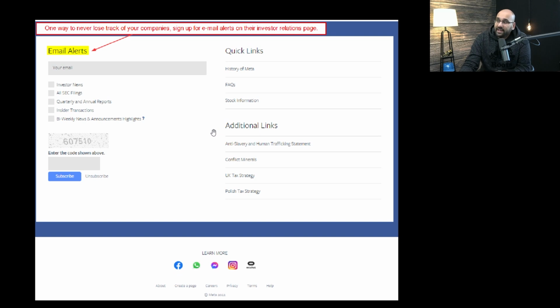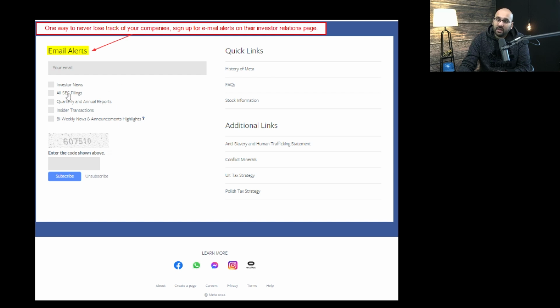Now, I'm going to give you guys a shortcut on how you can stay in touch with, or stay up to date with, the companies that you invest in. So this is the website of Meta, and you can see that on most investor relations websites, you can click into something called email alerts. What you can do is get access to all the news, all the SEC filings, all the annual reports. Sometimes they'll give you access to all the presentations that they put out, etc.